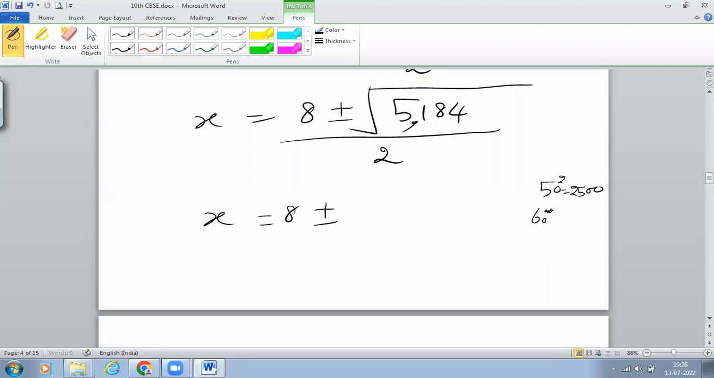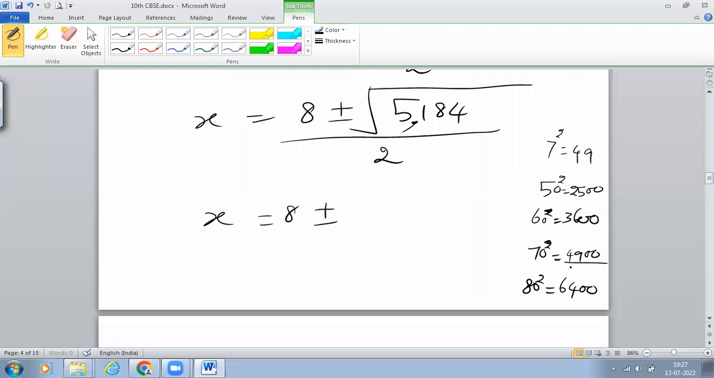What about 60 square? 3600. What about 70 square? Can anyone tell me what is 70 square? No, 70 into 70. What is 7 into 7? What is 7 square? 49. What about 70 square? 4900. So what about 80 square? 6400. 8 8s are 64. We have to put 2 zeros. So 80 into 80 is 6400.